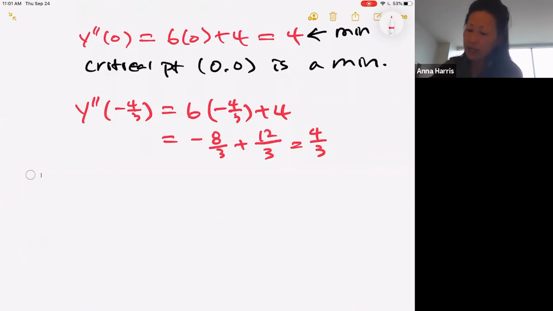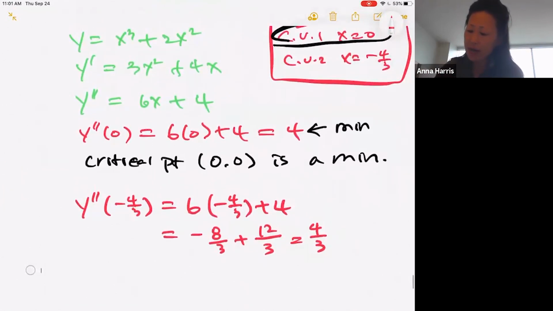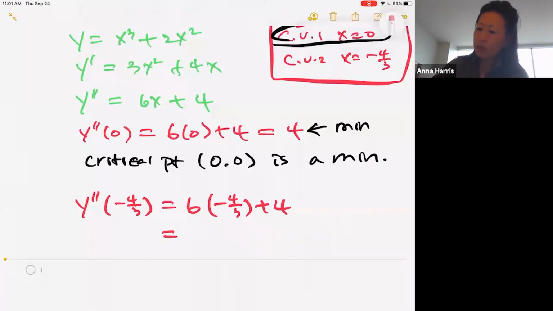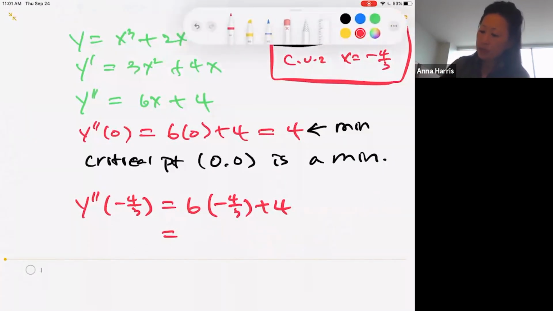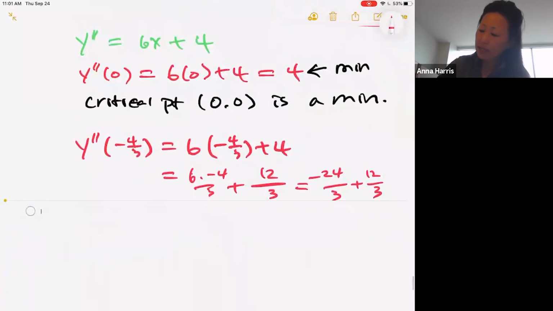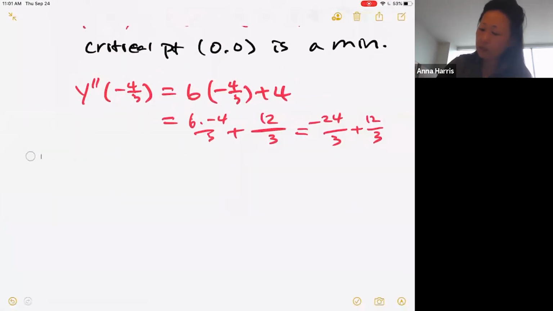Did I multiply right, class? Can you look at my algebra and see if my multiplication is right? Okay, so you get 6 times negative 4/3 plus 12/3. Okay, so I made a mistake in my calculation. As everybody can see, it's a negative number. That's what I expect.